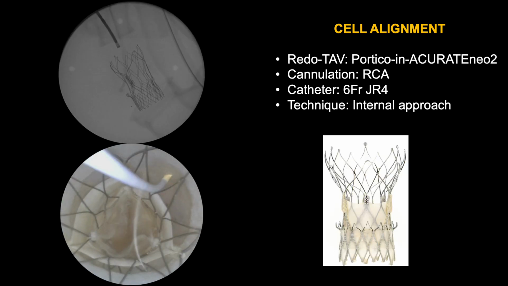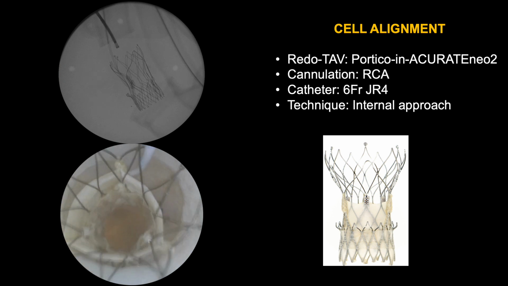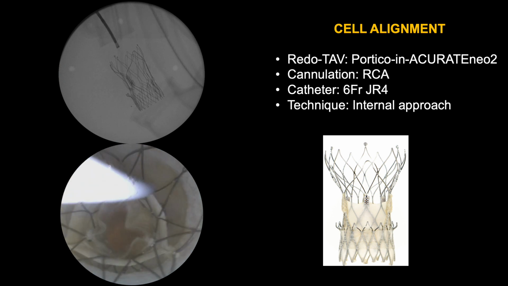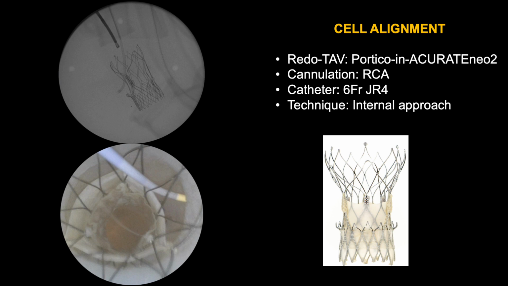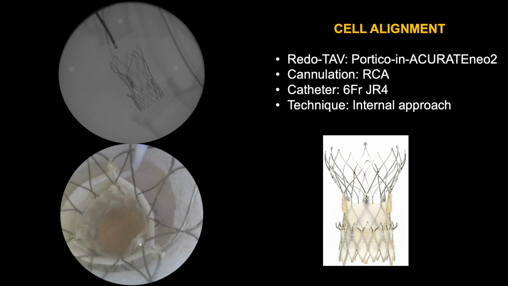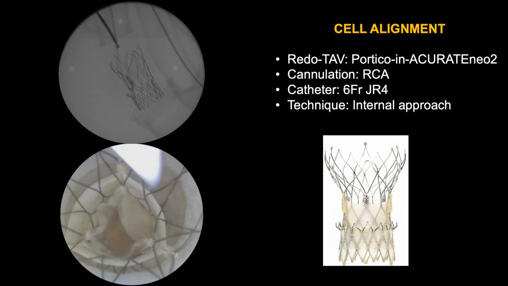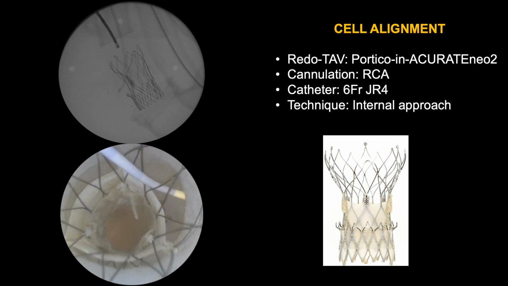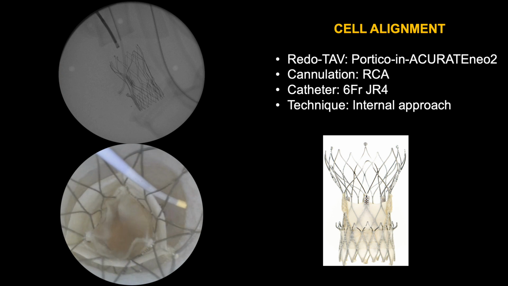Now looking at cell interactions, here we've got a porto-accurate and inaccurate Neo2, and it just highlights the fact that when you combine two valve frames, which gives you a bigger cell combination, you have more degrees of freedom and the ability to rotate the catheter once you've entered into the sinus because the cells are bigger.